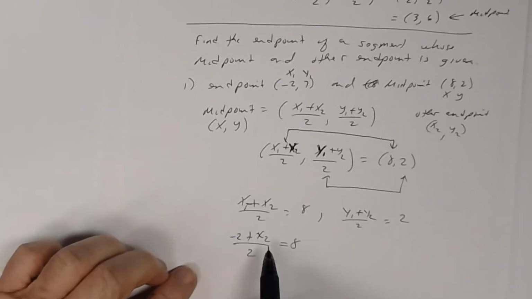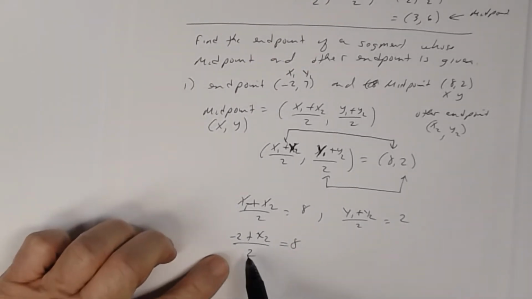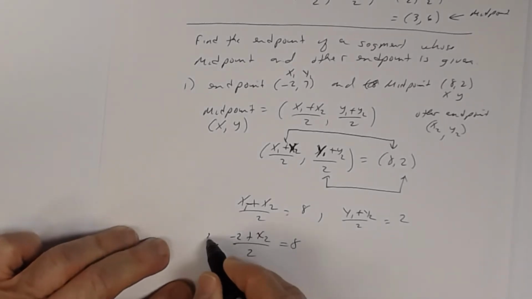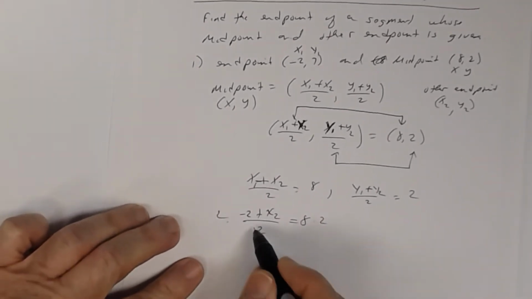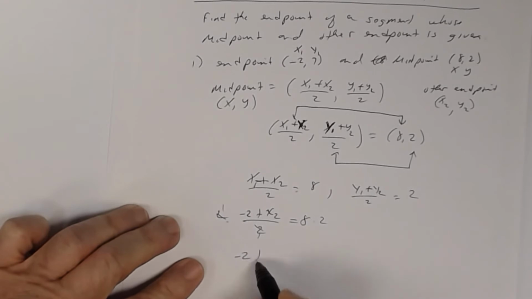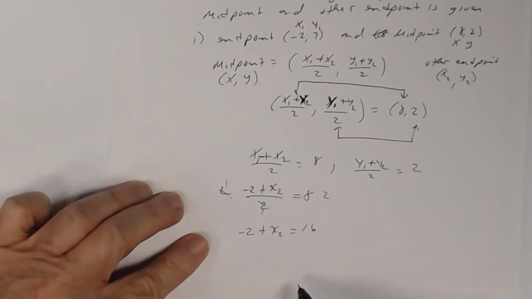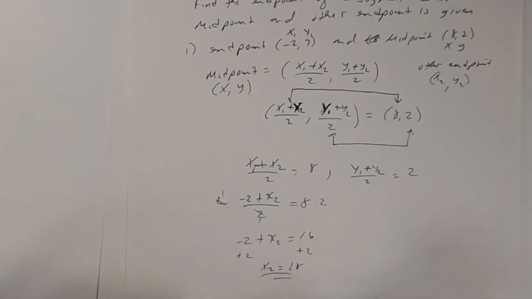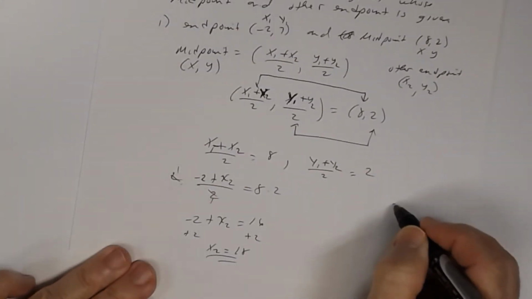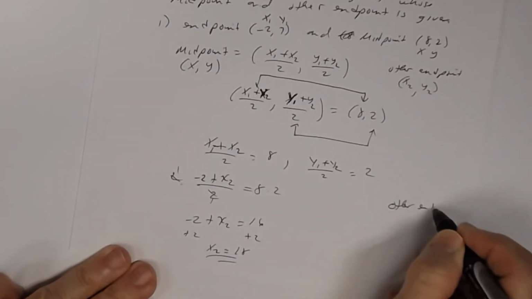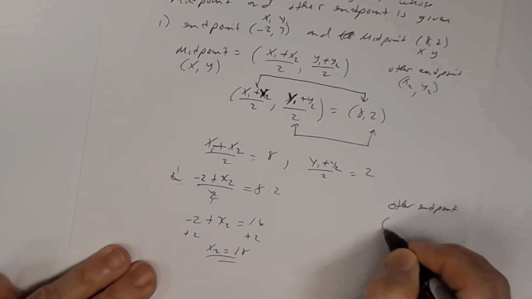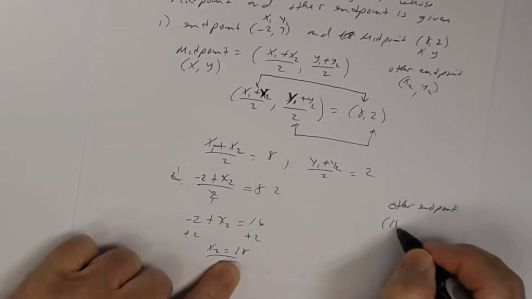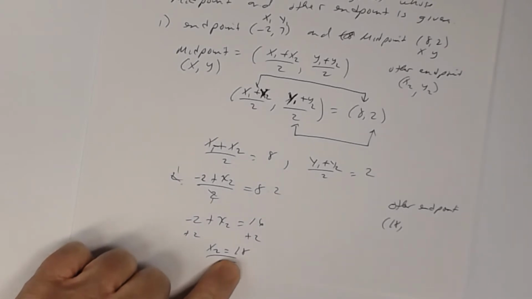And then all you do is use something you learned at the beginning of the course. You're going to clear your fractions, so you multiply both sides by 2. These divide out, and you get -2 plus x2 is equal to 16. Then to solve for x2, you add 2 to both sides. And so you get x2 equal to 18. That is the x-coordinate of the other endpoint. So the other endpoint's x is 18.